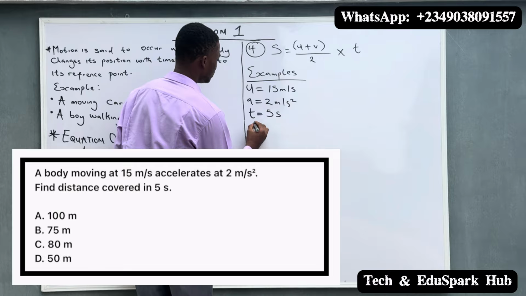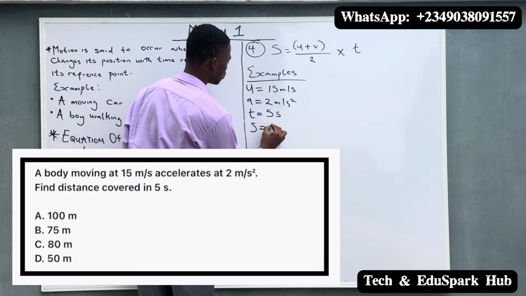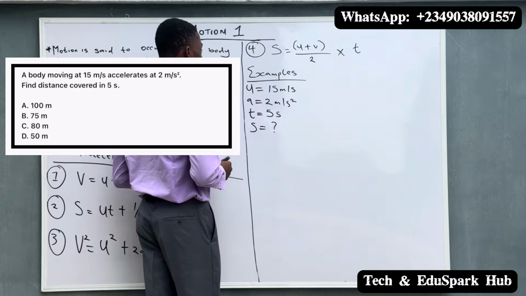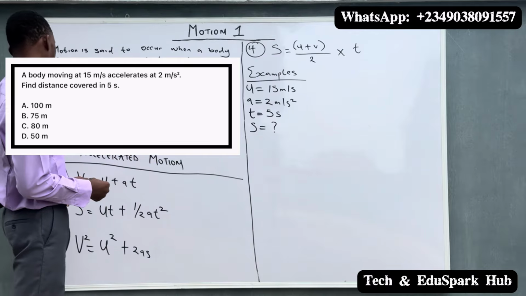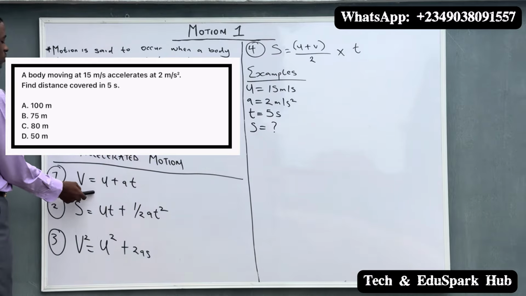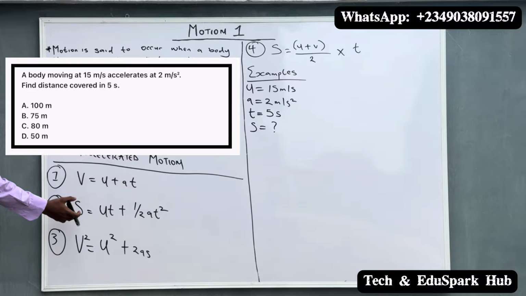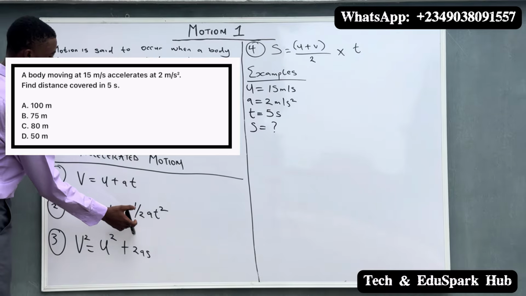So we are asked to calculate the distance covered, which is our s, to be unknown. So how do we solve this question? You can see we cannot use our first formula, which is v equals u plus at, because we are asked to calculate distance in this case. So the suitable formula in this case is s equals ut plus 1/2 at squared.